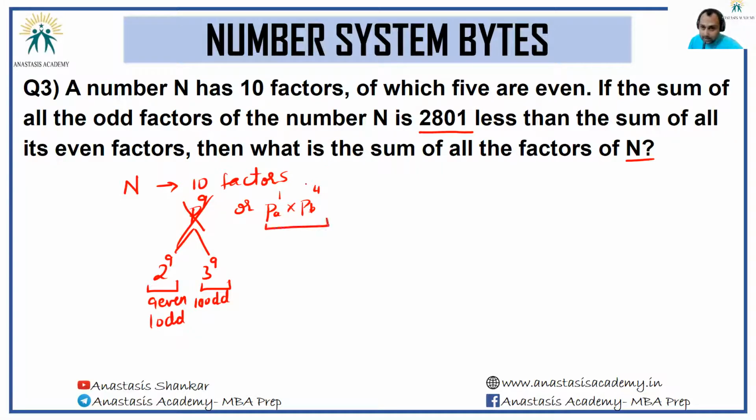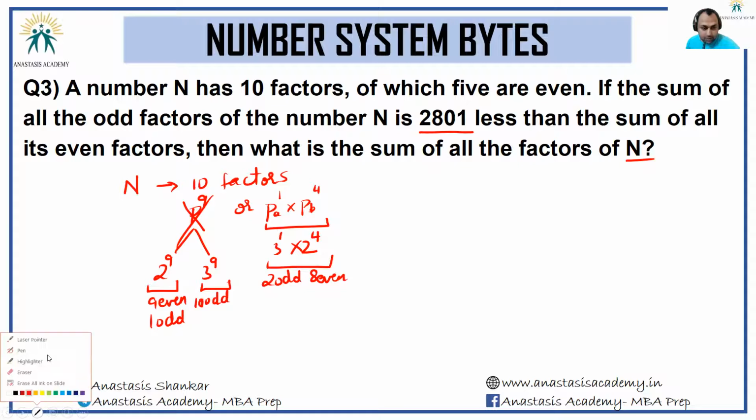Now, given that 5 factors are even, one of these two primes has to be even. So let's say 3 raised to the power 1 into 2 raised to the power 4 we were doing. How many odd, how many even? Can you see? There are 2 odd and 8 even factors here. The only odd factors here are 1 and 3. Every other factor would be even, and therefore this is also not acceptable.